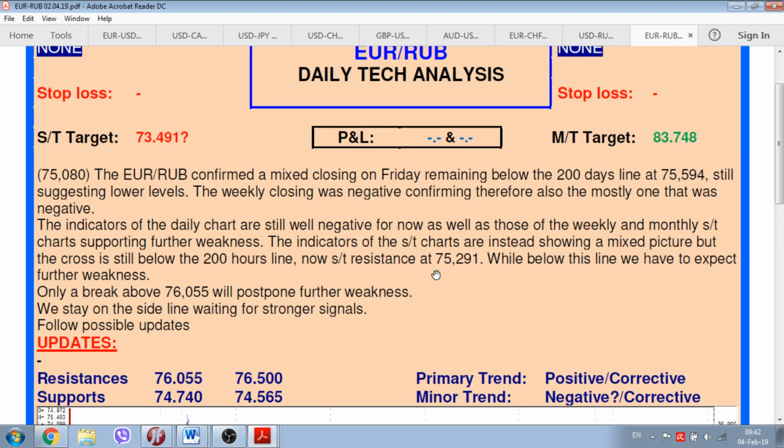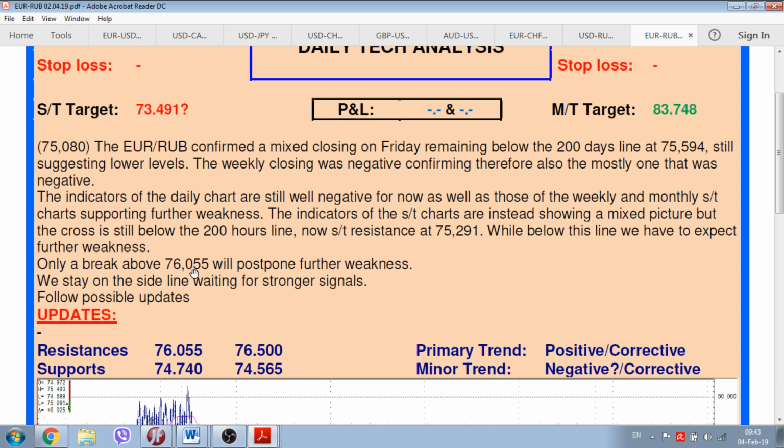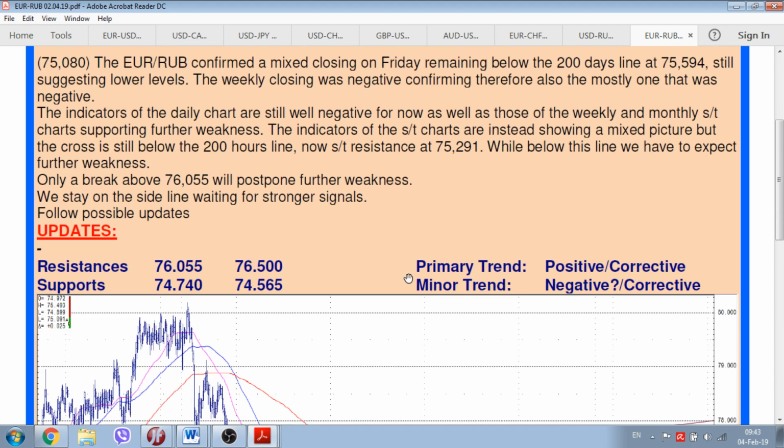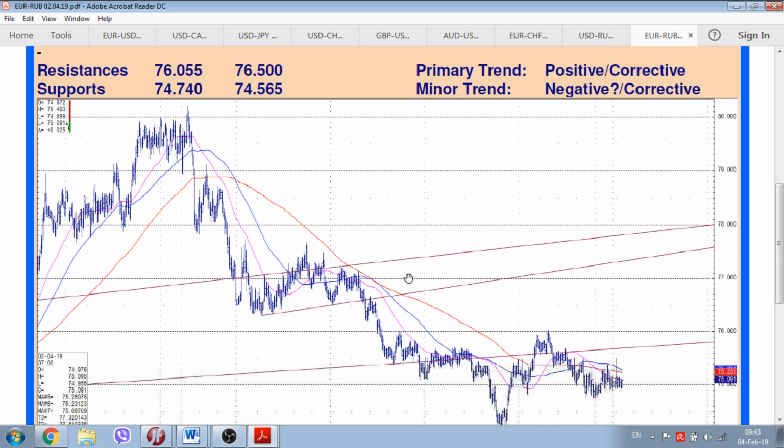Euro-Ruble also confirmed a mixed closing on Friday, remaining below the 200 days line at 75.594, still suggesting lower levels. The weekly closing was negative, confirming also the monthly one that was negative. Only a break above 76.055 will postpone further weakness for this Euro cross. Resistances and supports are on your screens.